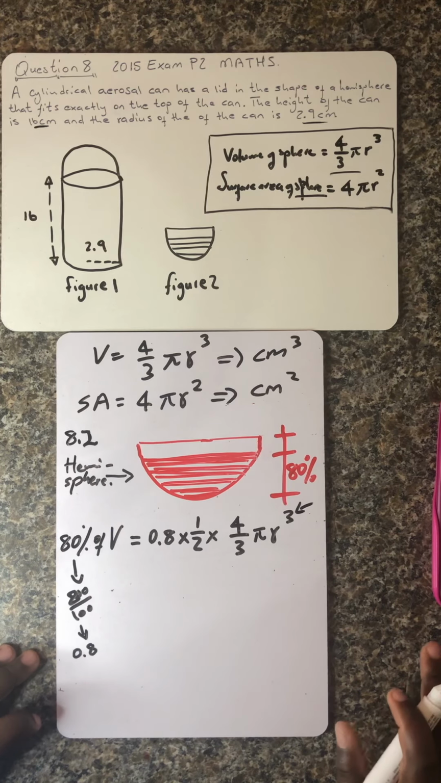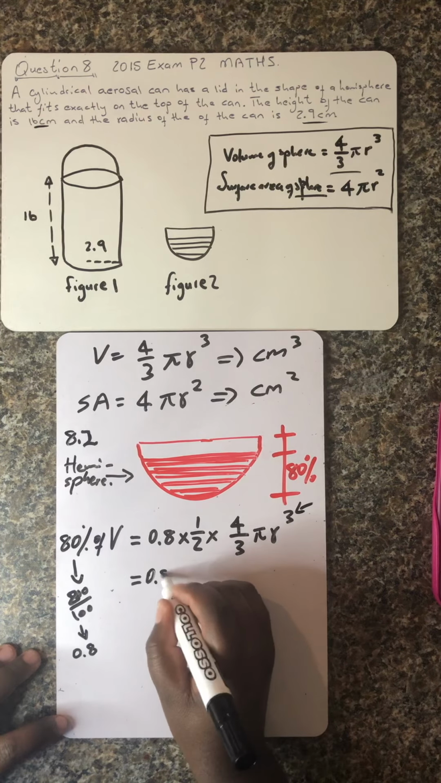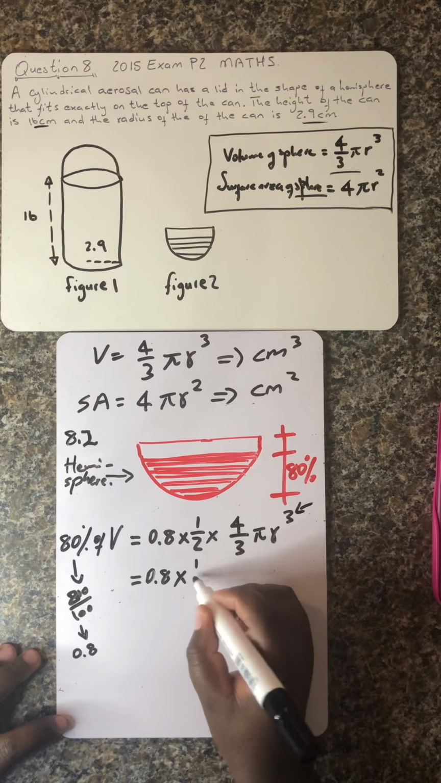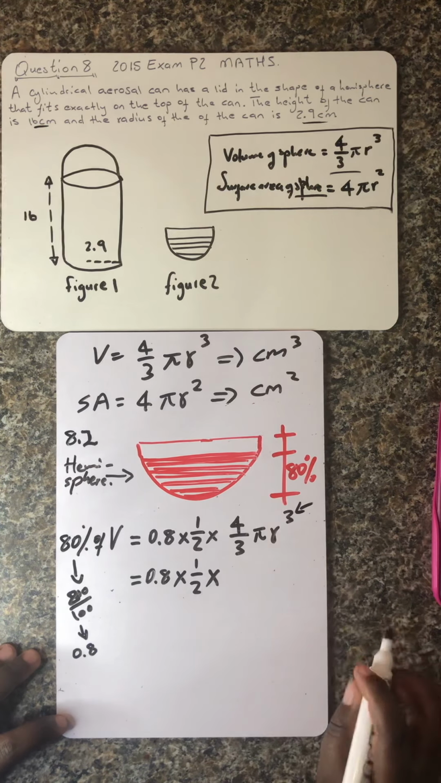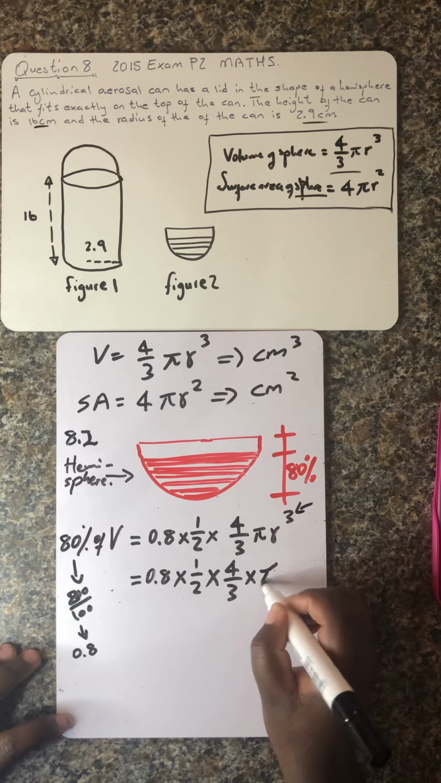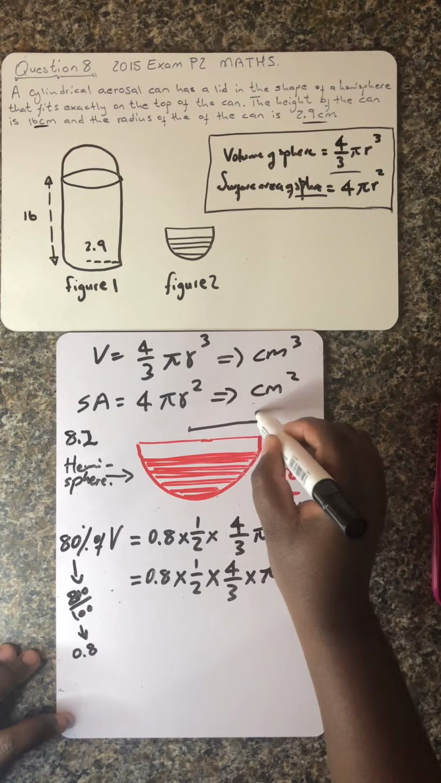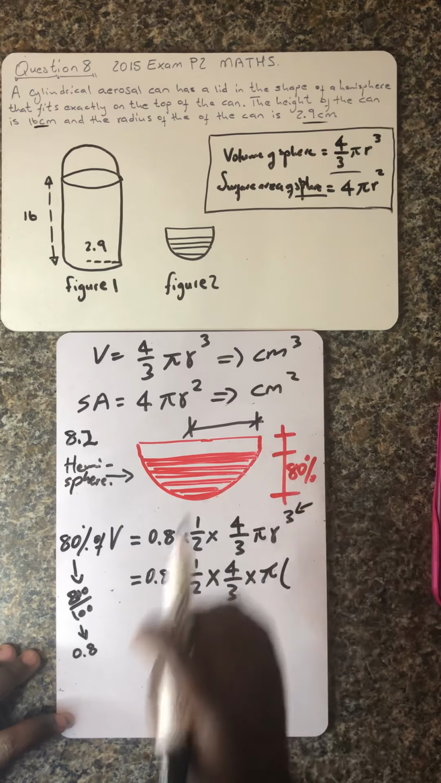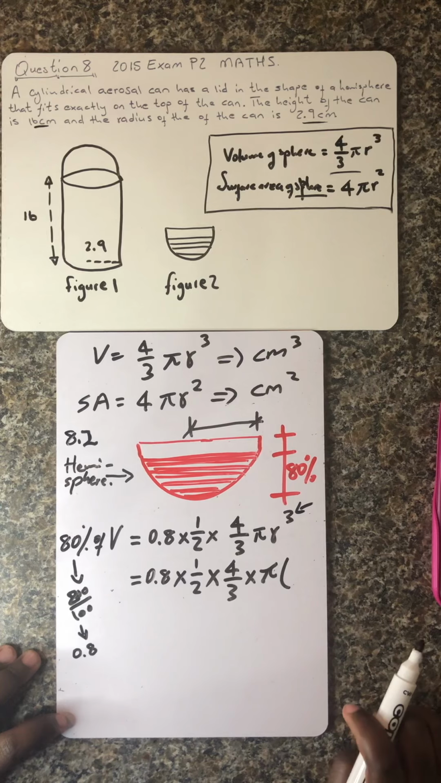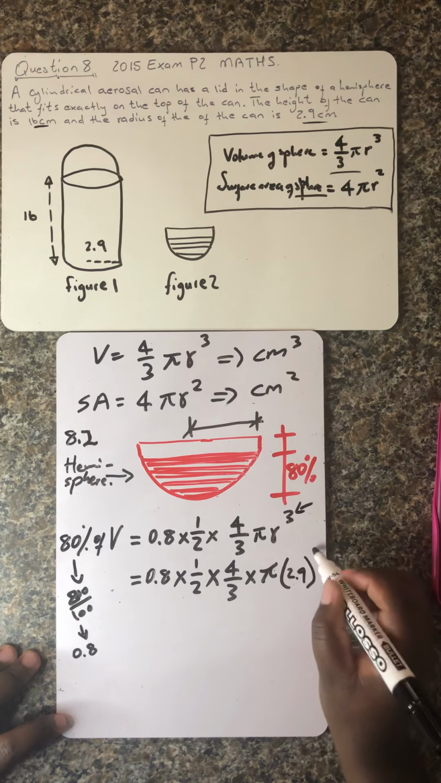So now let's continue with substitutions. Obviously, we've got 0.8 multiplied by 1 over 2. These are just the numbers. We're just writing the numbers and we only substitute the r, which is, remember, that same r of the can, because this lid fits exactly on top of the can. So r is 2.9 cm, cubed.